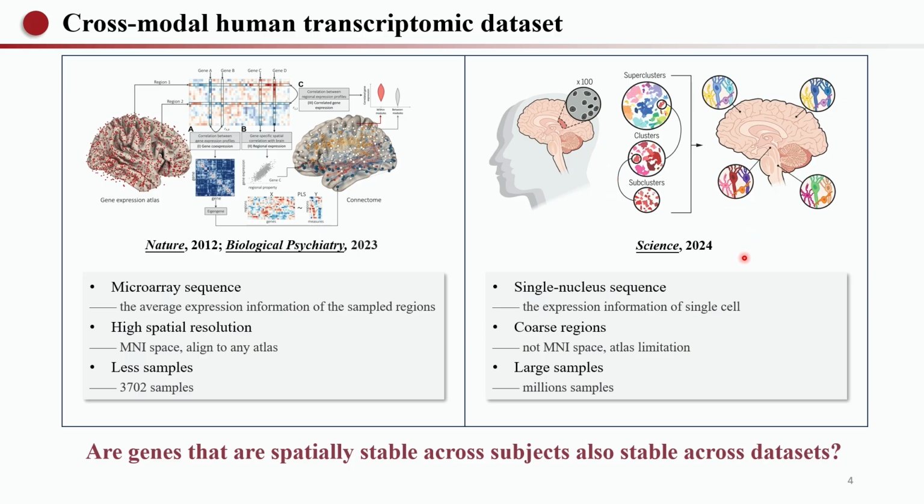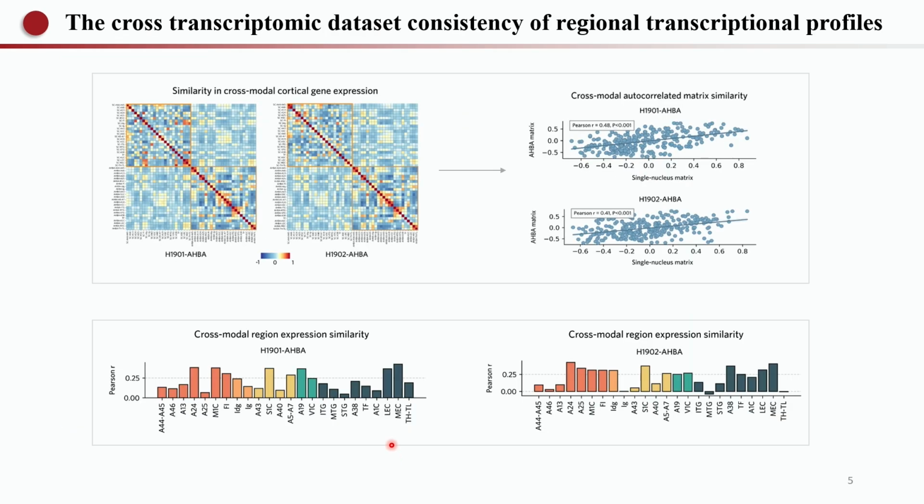Recently, the emergence of single-nucleus sequencing datasets covering multiple brain regions also opens up new opportunities for imaging transcriptomics research. However, a key question remains: do the co-functioning genes in the brain also show consistent spatial expression patterns across these new datasets? To address this question, we first compared inter-regional gene co-expression patterns as well as the similarity of regional gene expression vectors between the two datasets.